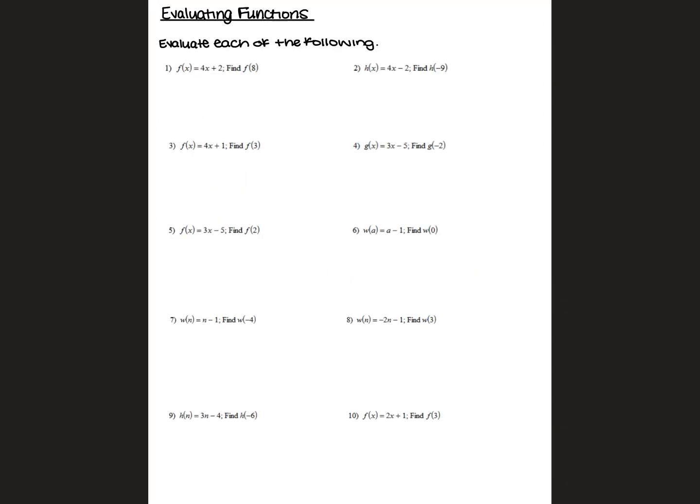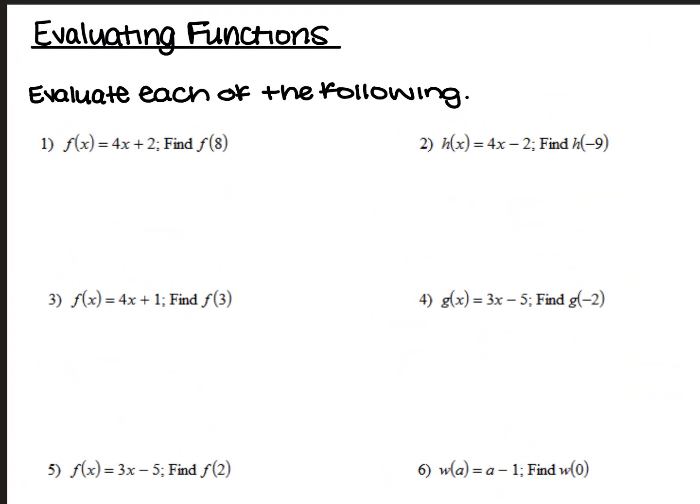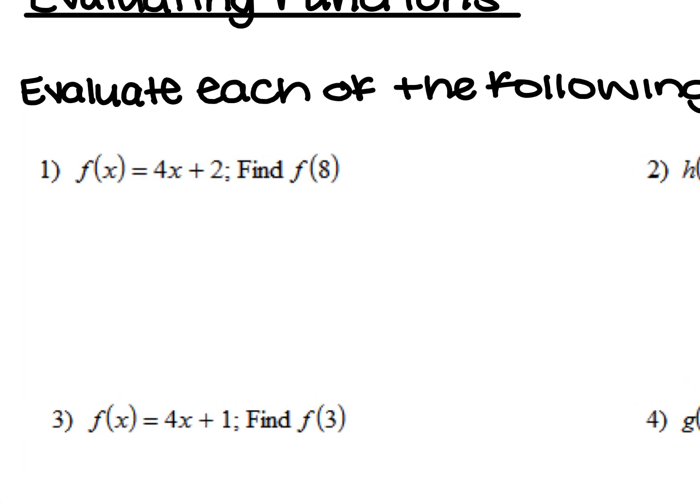If we look at some extra examples from what we did yesterday, we're evaluating each of these functions. So for number 1, it gives us f of x is equal to 4x plus 2. We're finding f of 8. So we're just going to take that 8, plug it in for x, and simplify. So that's going to give us 4 times 8 plus 2. Your 4 times 8 is 32, plus 2 gives you 34.